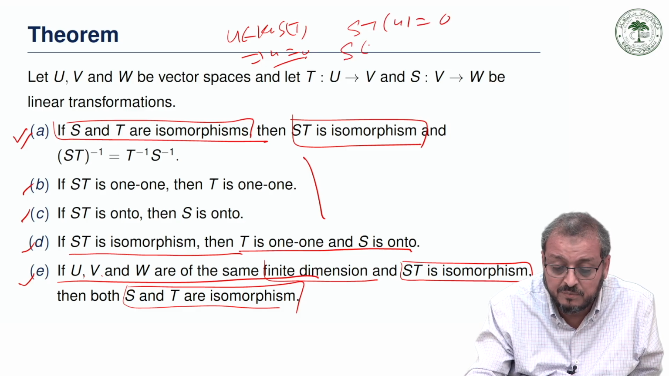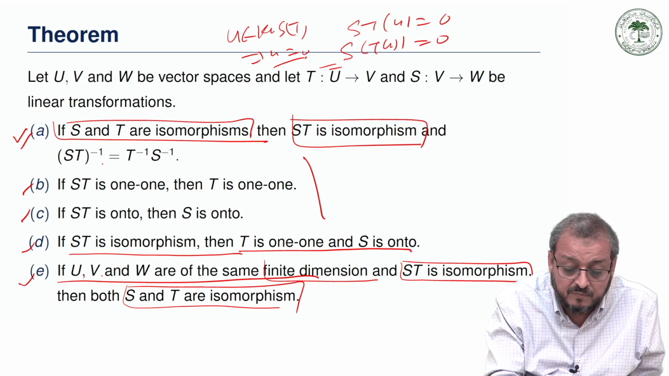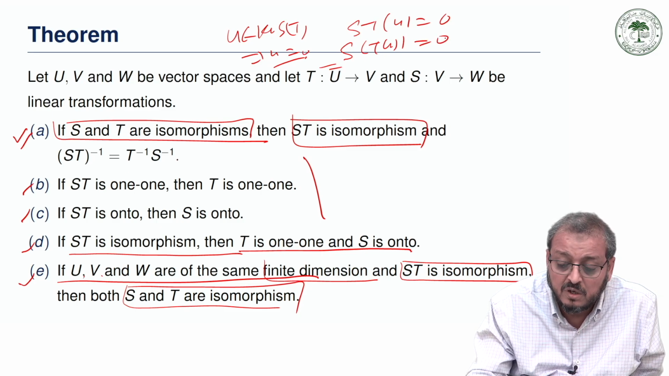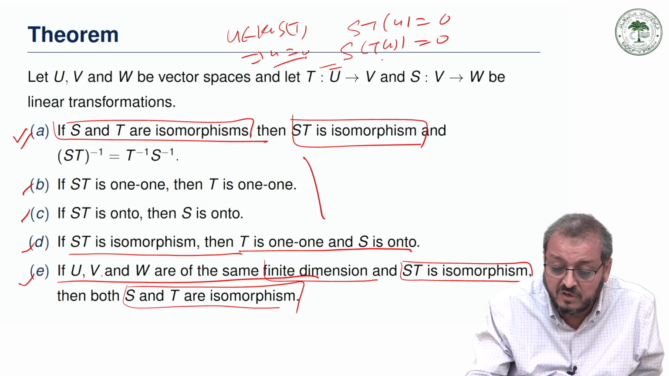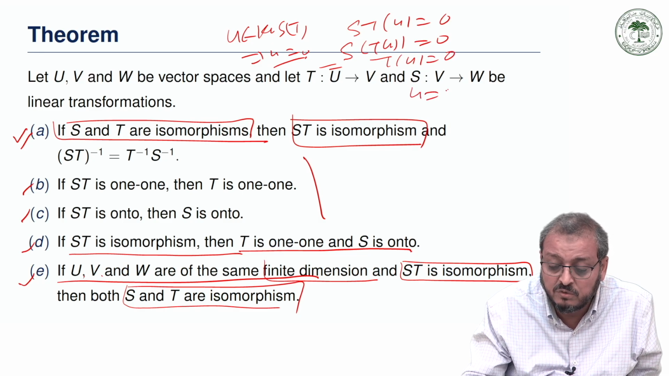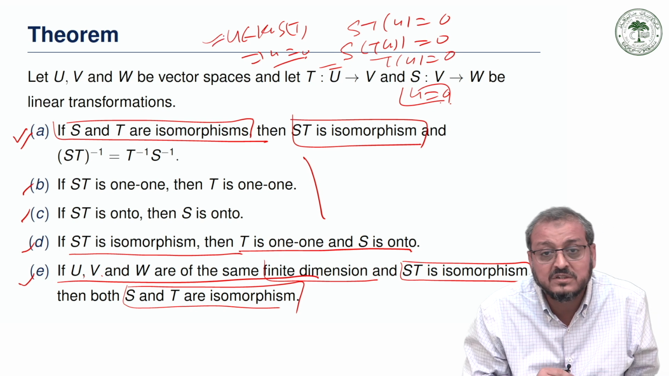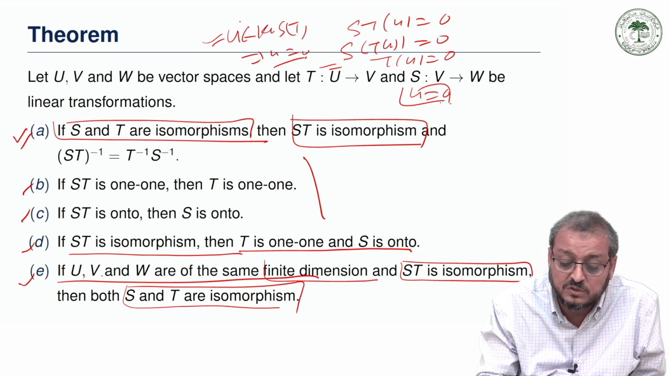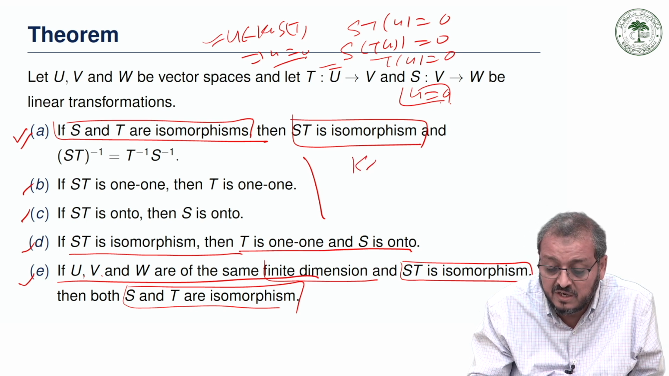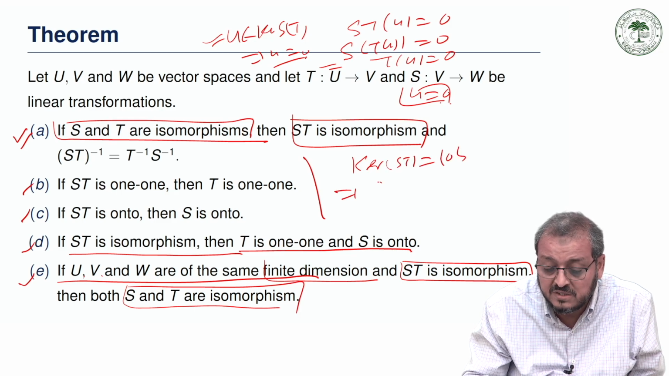Now by composition, S of T of U is equal to 0. Now S is 1-1, so T of U is equal to 0, and T is 1-1, then U is equal to 0. So ultimately we get that U is an element of the kernel of ST, and then we show that U is equal to 0. This implies that the kernel of ST is the 0 subspace. This implies that ST is 1-1.